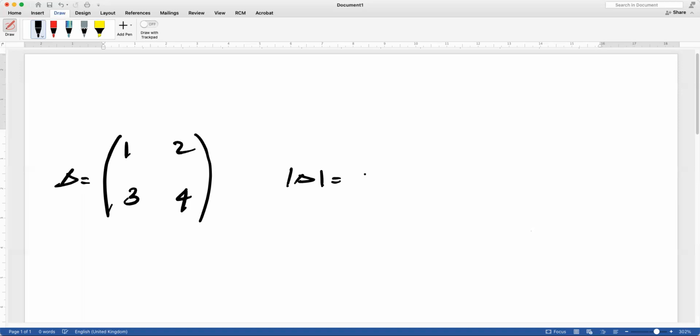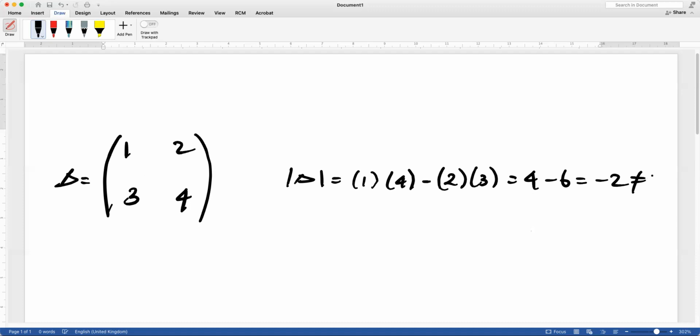So we see whether it exists. 1 times 4 minus 2 times 3, that is going to be 4 minus 6, which is minus 2. Well and good, this is not equal to 0. That means the inverse exists for that. It is consistent, and this is actually a system, so it can be used later.